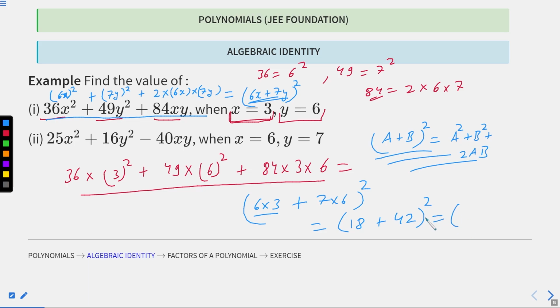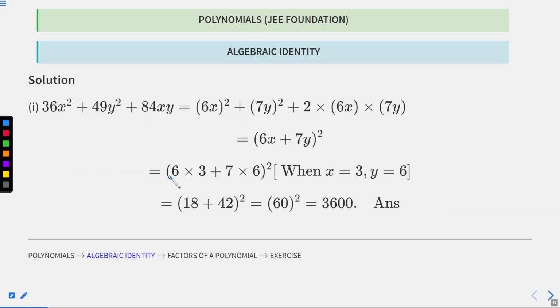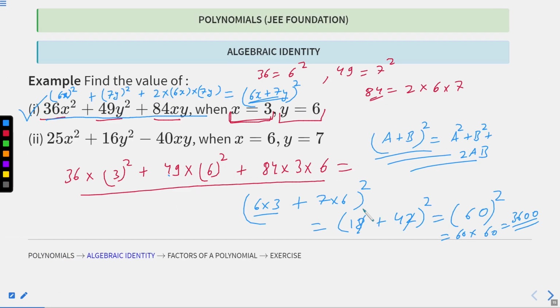Now just add them, so it will be 10, 4, 5 and 6, and the final answer will be 60 times 60, which is equal to 3600. So my final answer for the first is 3600. Okay, I hope you understood it very well. So let's jump into the answer. So yes, indeed it is 3600.